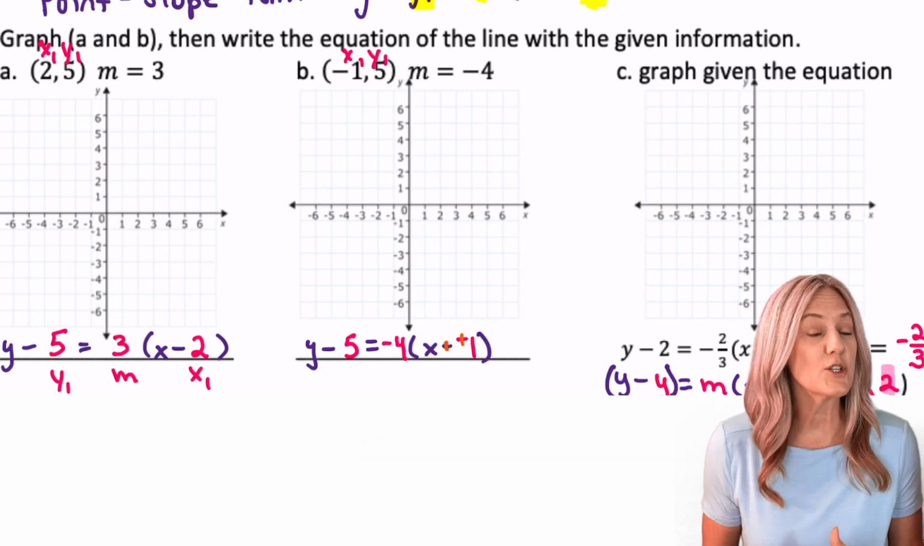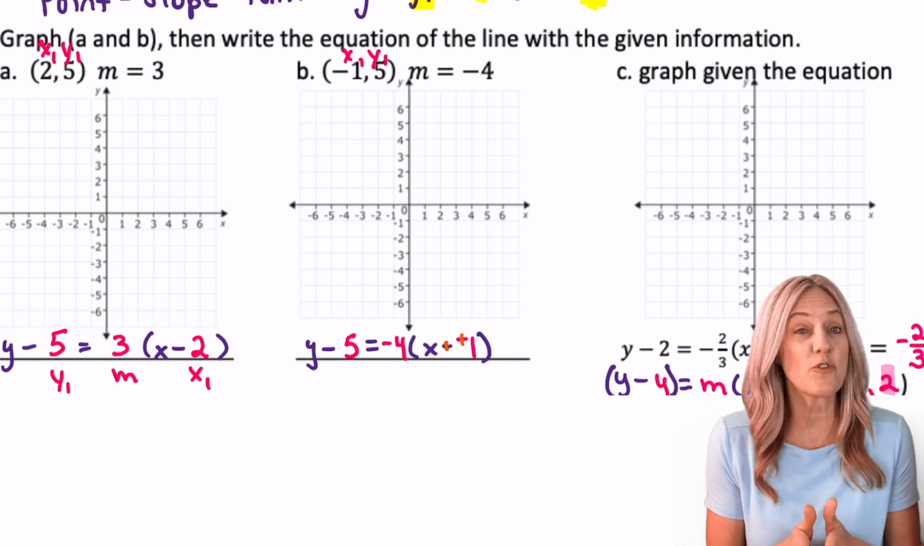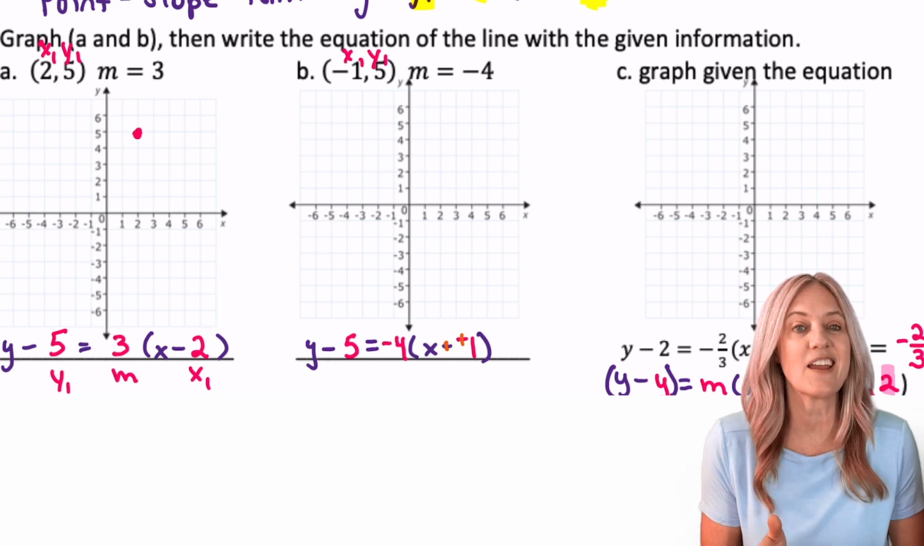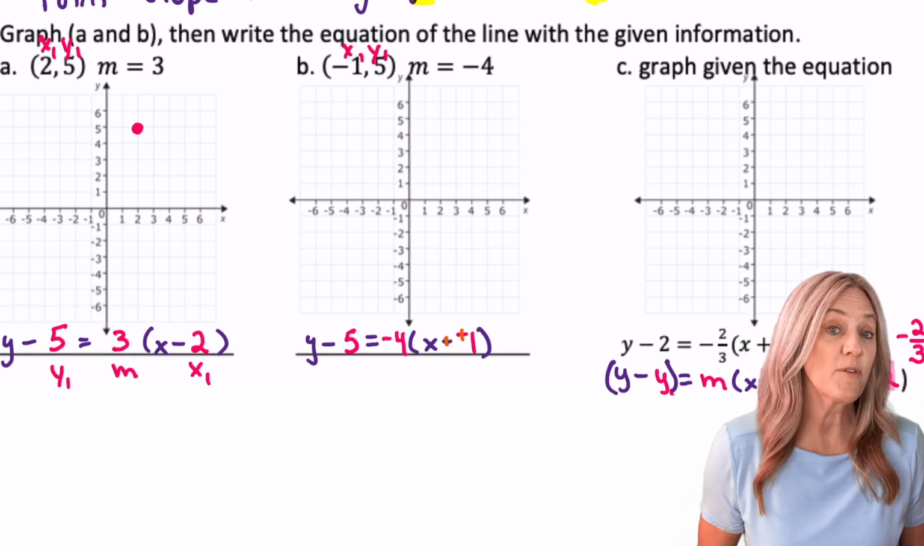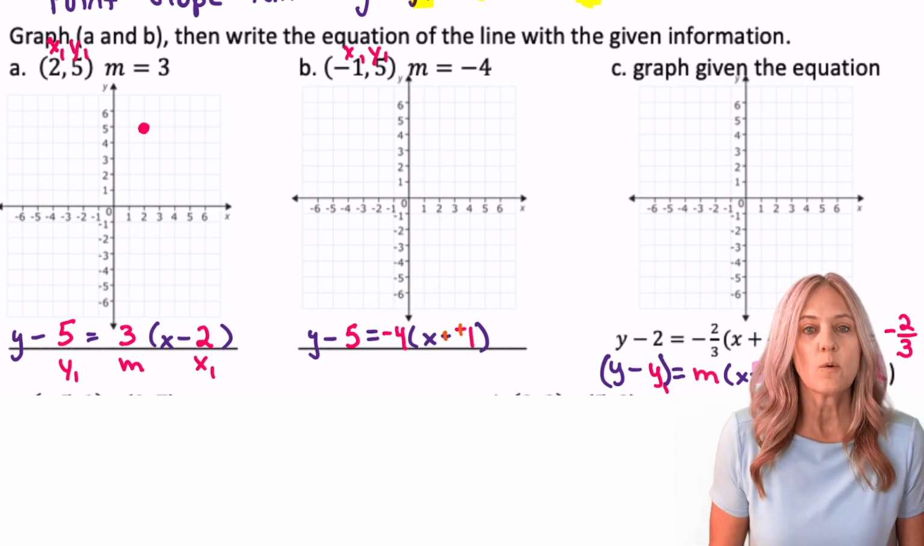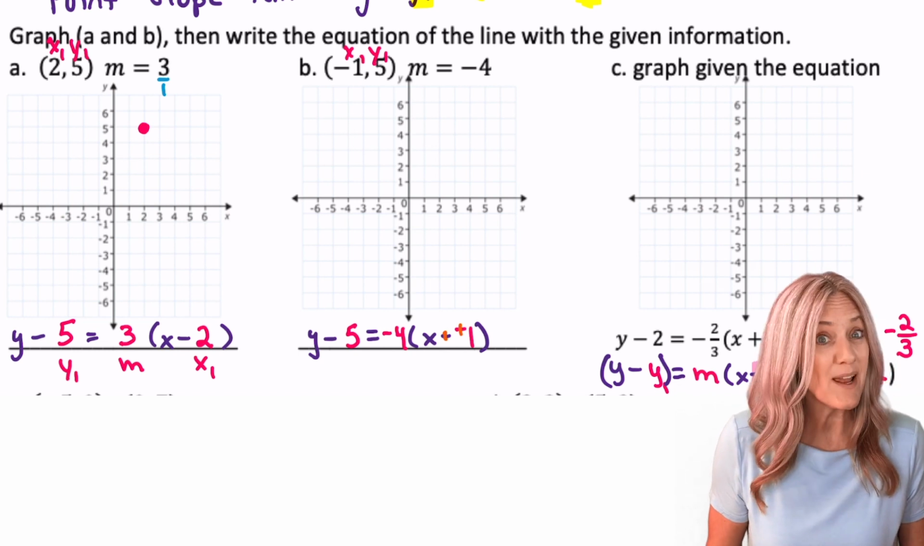We have the point 2, 5. Well, let's think about that again. 2 is our x coordinate. So from the origin, go to the right 2, pause, and then count up 5. Now from the point 2, 5, we're going to use slope and plot another point. Rise over run for slope. Right now our slope is an integer. We're going to write it like a fraction.